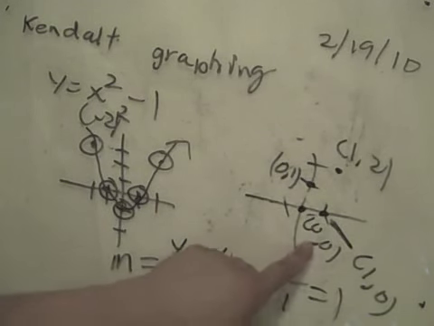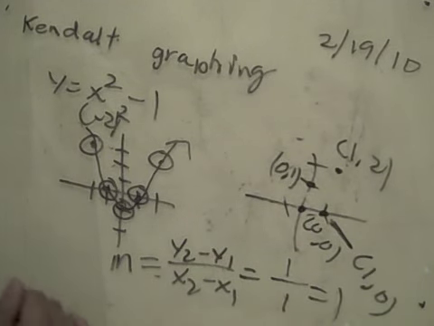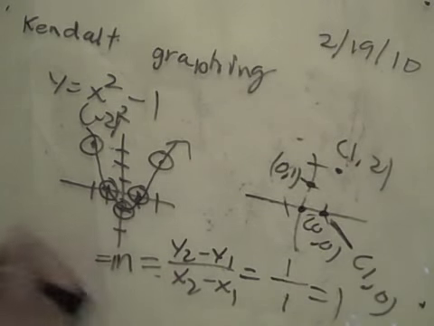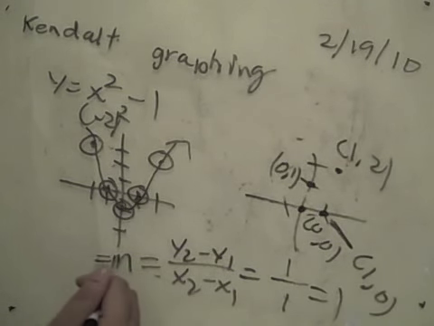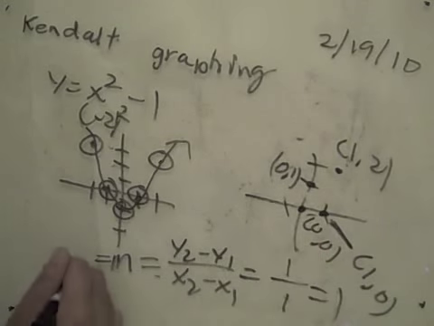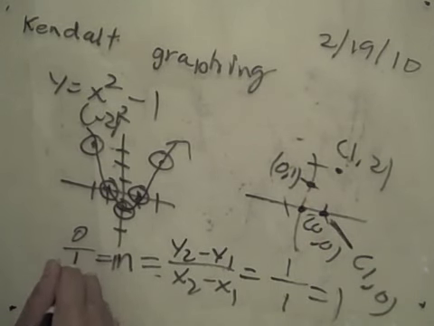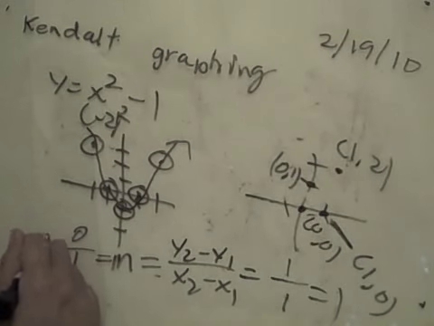Now this one, 0, 0, and 1, 0, what's the slope between those two? That would be y2 minus y1, which is 0 minus 0, which is 0. And then x2 minus x1, which is 1 minus 0, which is 1. So that's equal to 0.